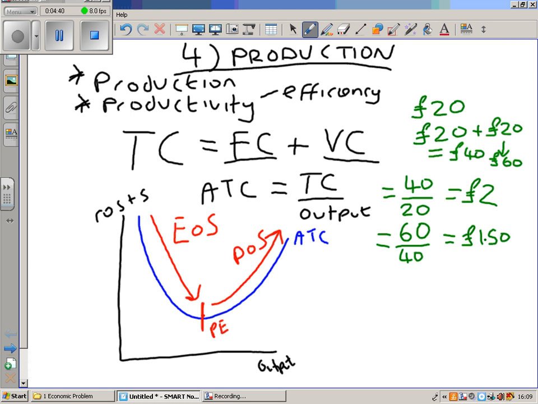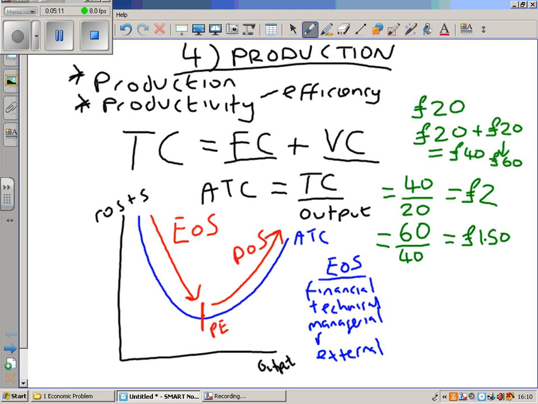Now to make this easy to understand, I want to apply these 3 different concepts to a particular business. Let's imagine we're applying this to a supermarket. Now economies of scale that you need to know for your exam are financial, technical, managerial, external, and the other one I just forgot, but I remember now, production.